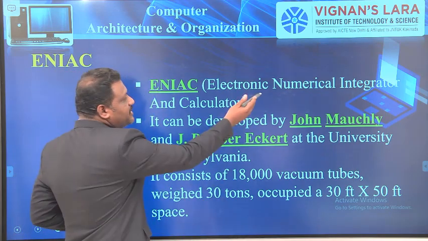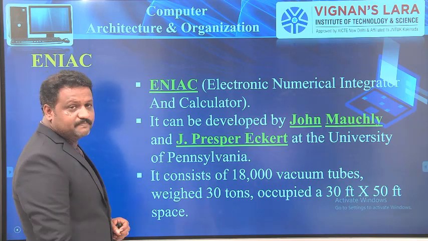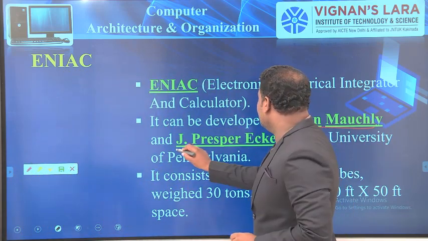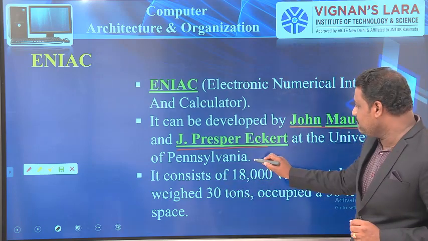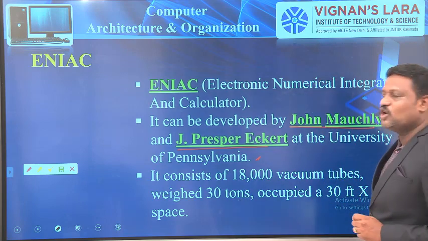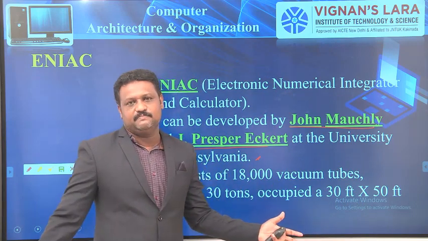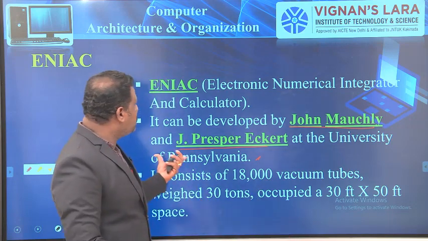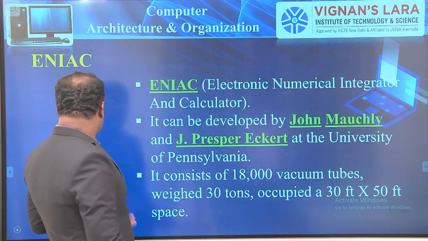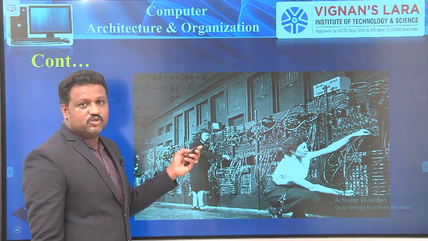ENIAC is the Electronic Numerical Integrator and Calculator. This is the computer which we designed with the help of vacuum tubes. It is the first automatic electronic calculator. It was developed by John Mauchly and John Presper Eckert at the University of Pennsylvania. It consists of 18,000 vacuum tubes, its weight is nearly 30 tons, and it occupies a space of 30 feet by 50 feet. Again, you can assume how large it is. Previous devices we designed with the help of mechanical devices, but this is the first electronic computing machine we designed with the help of vacuum tubes. So that is ENIAC, and this is the ENIAC system. You can understand the size of this. It consumes so much power.